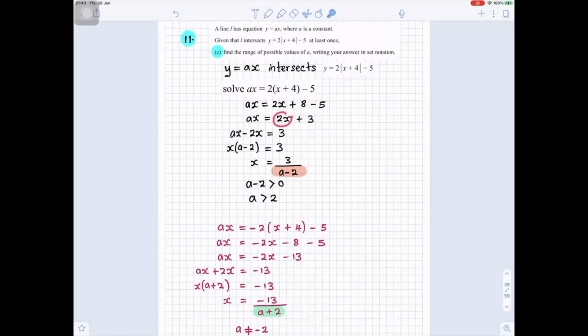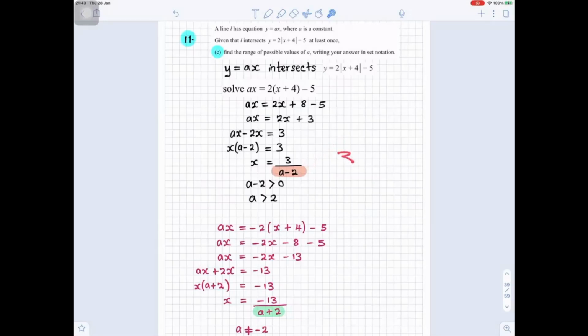Now you take 2x to the left. It becomes -2x. So ax minus 2x equals 3. x is common. So you take x out of the bracket. You're left with a minus 2. And it's times a minus 2. You take it to the right. It becomes divided by a minus 2. So x is 3 divided by a minus 2.